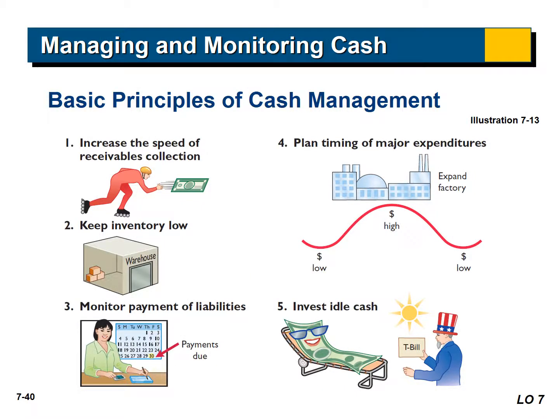Well, let's talk about the basic principles of cash management. That is, you start a company, you own a company. Cash management is the cash coming in and cash leaving. You need cash on hand to pay the bills and such. So the basic principle is you want to increase the speed of receivables collection. You want to collect your receivables as fast as possible. Keep your inventory low so you're not having to pay for warehouse space and insurance and such. Monitor the payment of liabilities to make sure you pay them on time and take advantage of discounts.